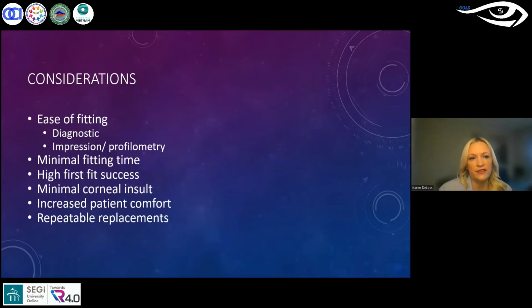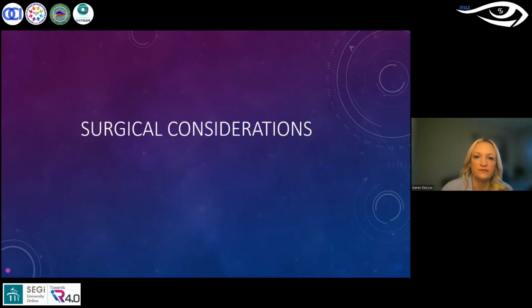Again, the advantages, it's ease of fitting. There's so many different ways to fit a scleral lens, and I'm not going to go into it because you have other lectures that are talking specifically about it. Usually it's minimal fitting time. You have success initially, very little impact on the cornea. The patient is typically comfortable and you can get repeatable replacements. So next we're going to move on to surgical considerations.